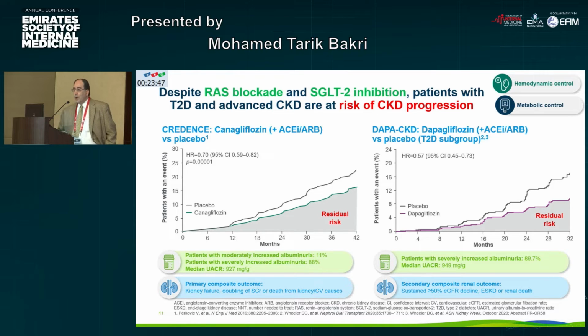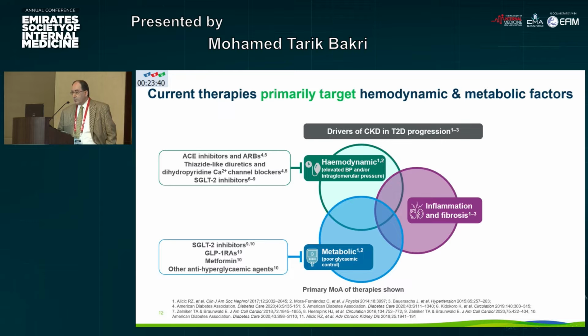So this is where our new novel treatment comes in to help with this residual risk. As we said, for the hemodynamic driver, we use ACE inhibitors or ARBs and thiazide-like diuretics to control the blood pressure. For the metabolic part, we use SGLT2 inhibitors, GLP-1 agonists, and anti-diabetic drugs to control the sugar. But until recently, there was no treatment to address the inflammation and fibrosis.